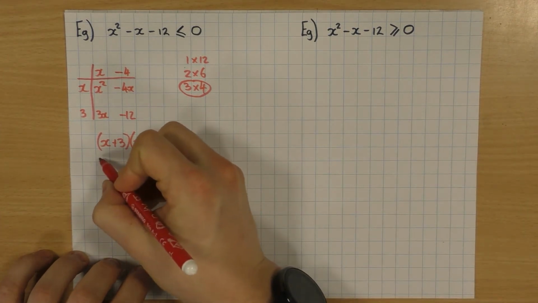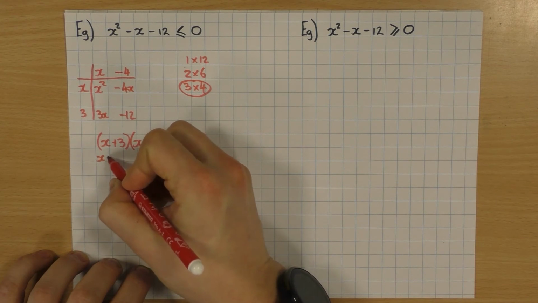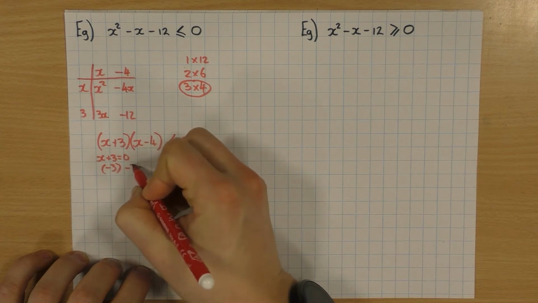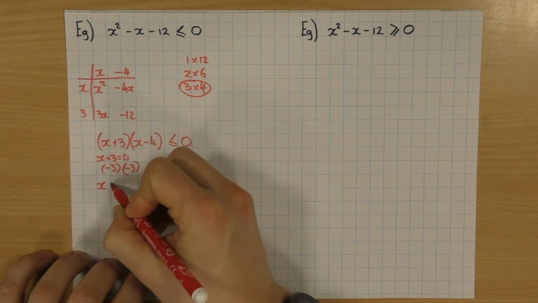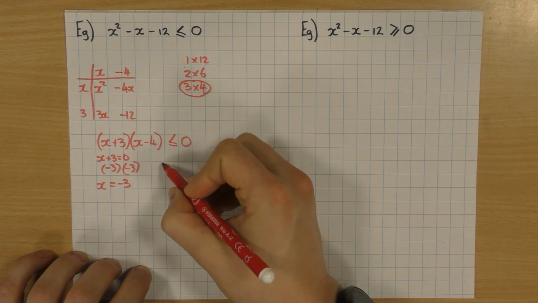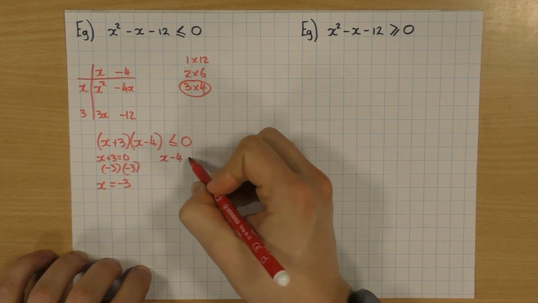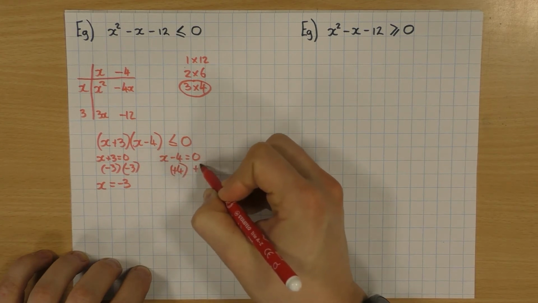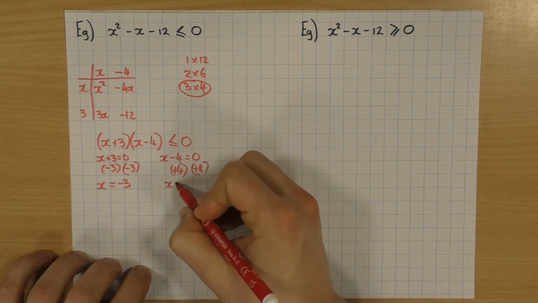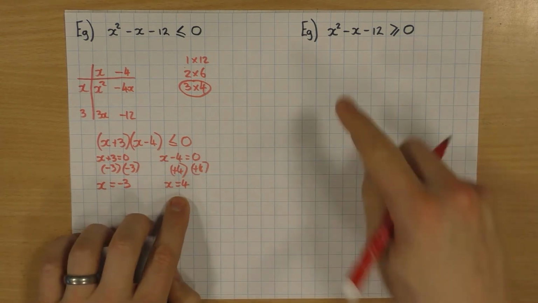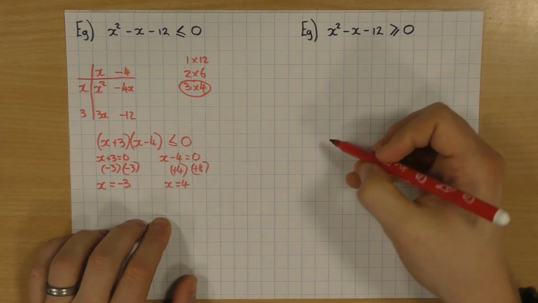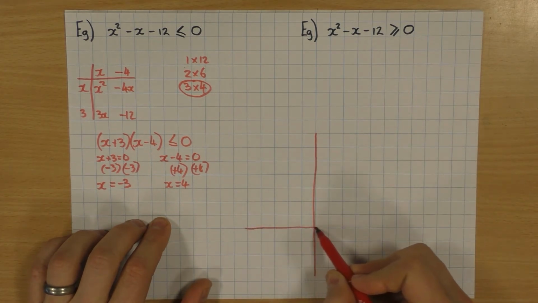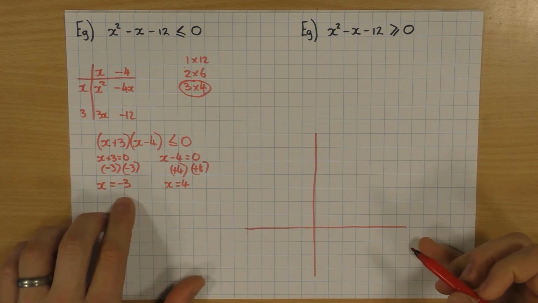When I solve it, I set here x plus 3 equal to 0, so minus 3 to both sides. So x equals minus 3, same thing over here. x minus 4 equals 0, plus 4 to both sides. So x equals 4. So there's my two solutions. Obviously it's the same for both. And I'm going to draw my little sketch here again. So just a very quick sketch. It doesn't have to be perfect, just to give you the idea of when it's above and below 0.